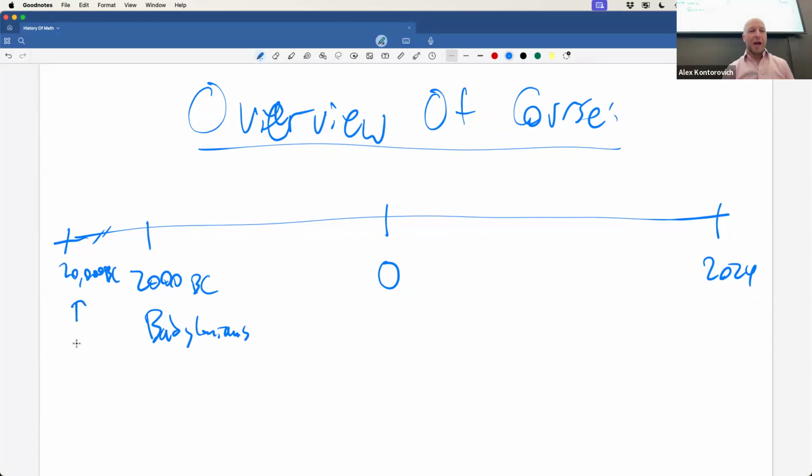So there is something important to discuss here, which is the notion that math is about number and shape. So there are these two competing things, number and shape.